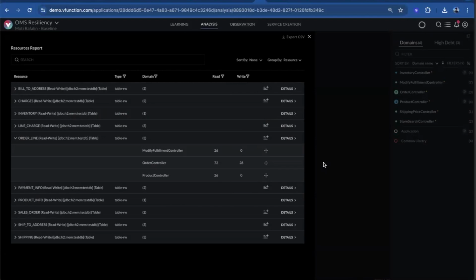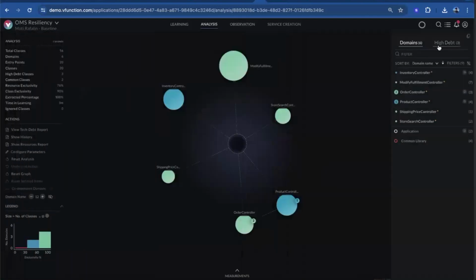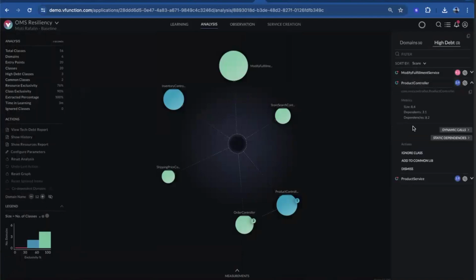The third issue I would like to focus on is the high debt class, which is a class that has a high number of dependents and dependencies. We see that the product service class is a high debt class. That is a source of technical debt that needs to be addressed.